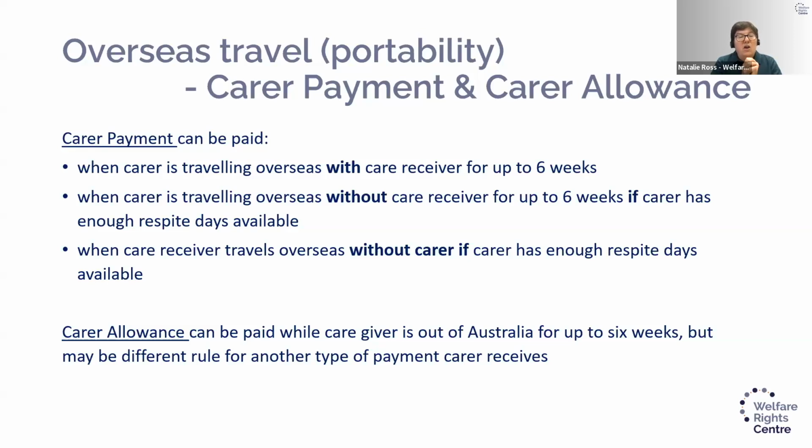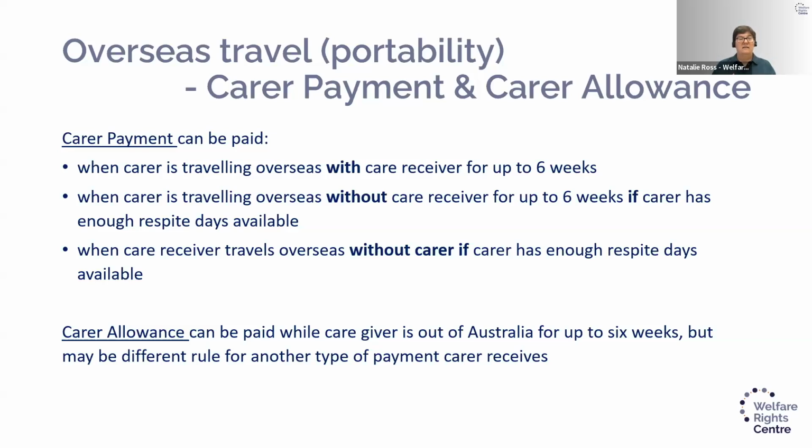If the carer is travelling overseas but without the person they're caring for, they can also continue to be paid carer payment for up to 6 weeks if they've got enough of their 63 respite days still available for that calendar year. So they've got 63 respite days a year. As long as there's 42 of them left, the person can keep being paid their carer payment overseas. So it's just really another version of those 63 calendar days a year respite days.